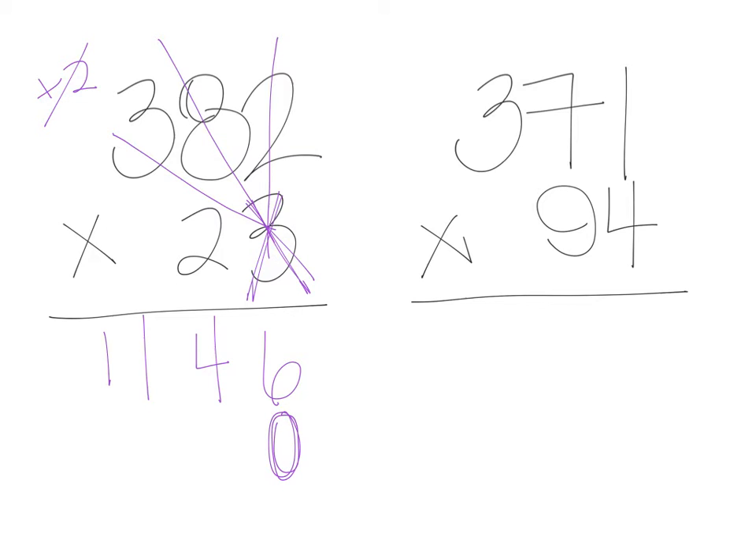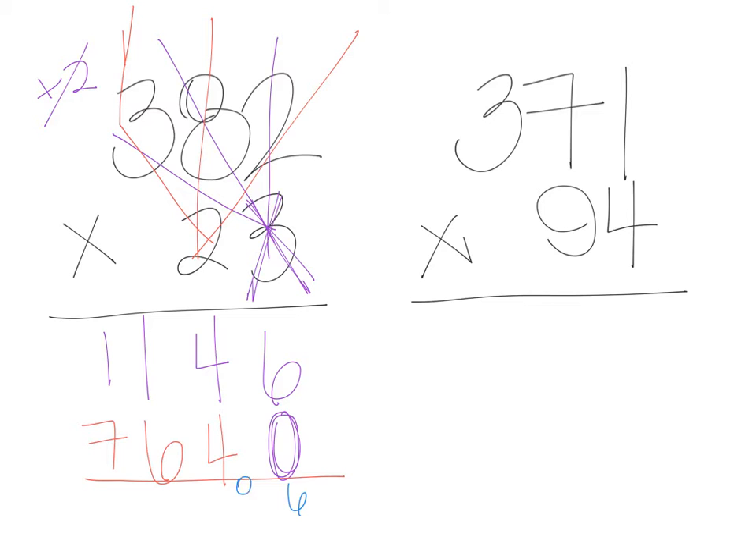I'm going to go back, and I'm going to start with the 2. 2 times 2 is 4. 2 times 8 is 16, so I bring down the 6, carry the 1. And 2 times 3 is 6, plus that 1 is 7. Now I just add. Okay, so I would do 6 plus 0 is 6. 4 plus 4 is 8. 6 and 1 is 7, and 7 and 1 is 8. So my answer would be 8,786.